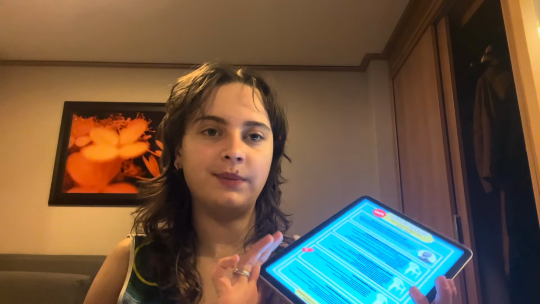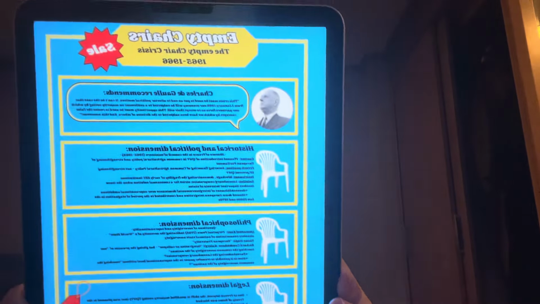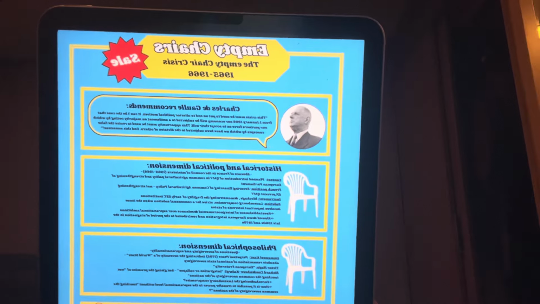We decided to include a picture of him on our poster right on the top. This is him. And we also decided to include a quote of Charles de Gaulle to underline the strong emphasis that he put on opposing this proposal of the Commission of the EEC. And I will just read out the quote.